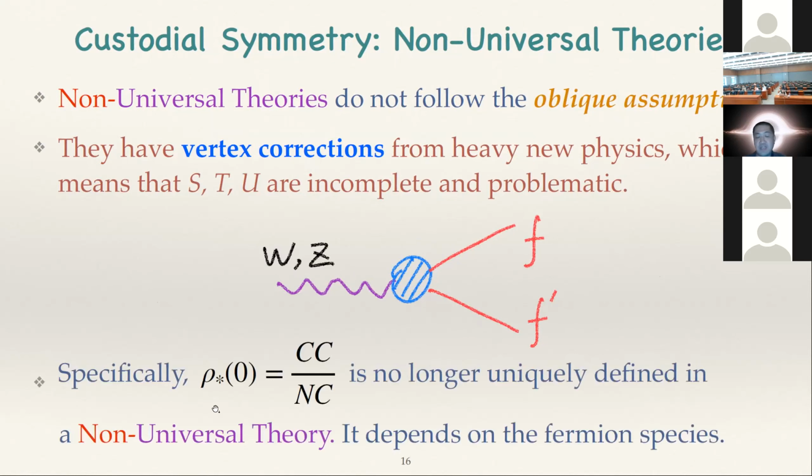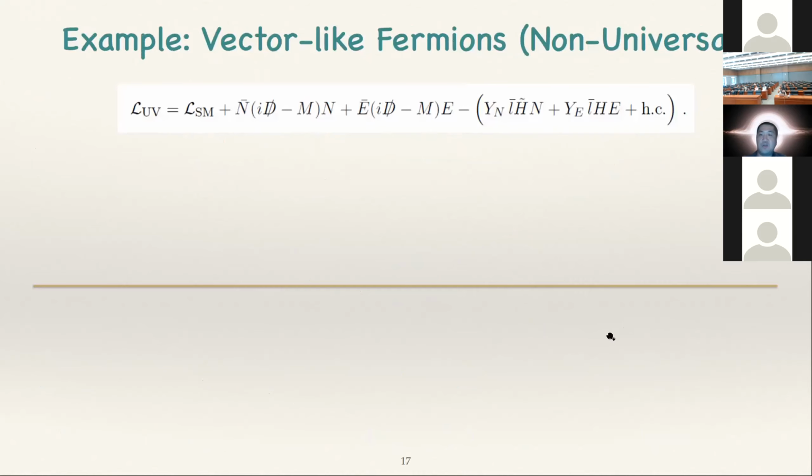And specifically, the rho star 0. Remember, that's how the T parameter was originally defined. So the rho star 0, the charge current over the neutral current, is no longer uniquely defined in a non-universal theory. It depends on the fermion species in the neutral current. For example, up and down fermions have different rho star zeros. So everything indicates that we need some new indicators instead of S and T.